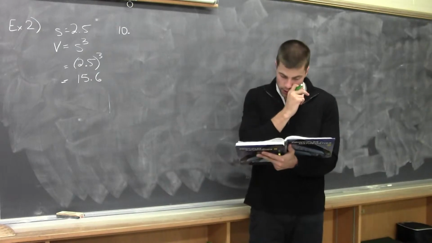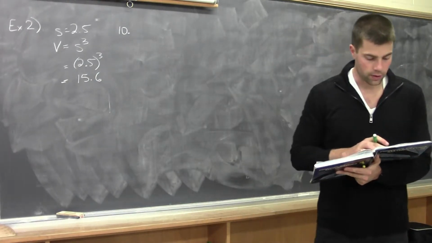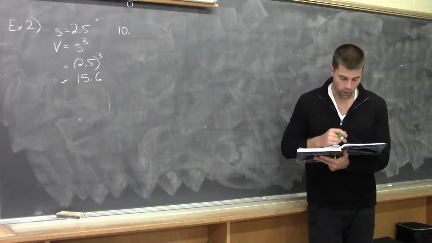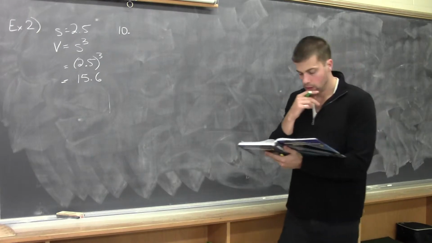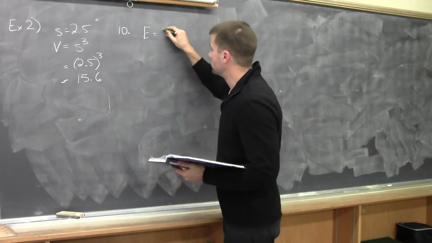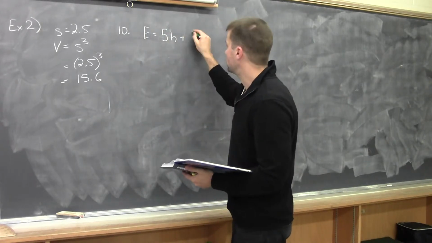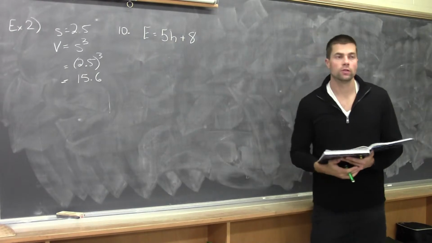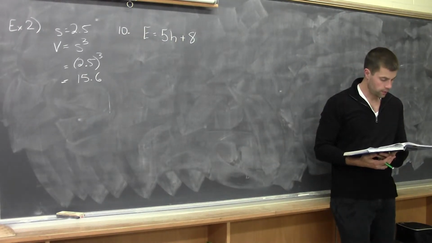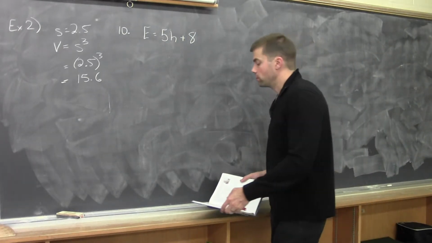It says Antoine charges $5 per hour plus a flat fee of $8 in his lawn mowing business. Describe the relation between earnings and hours using the equation. So if E is his earnings, we can say his earnings is equal to 5 times the number of hours plus his flat rate of $8. Alright, so that would give us our equation. And then it says justify your choice of independent and dependent variables.